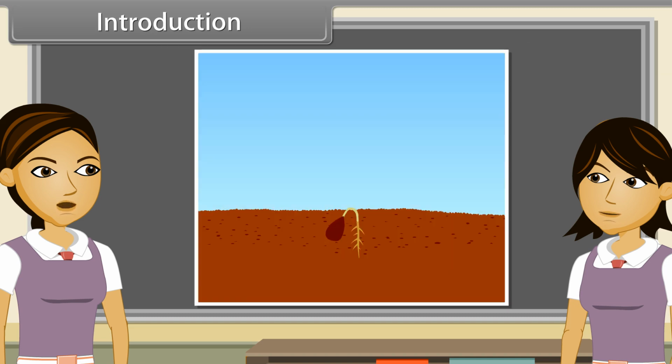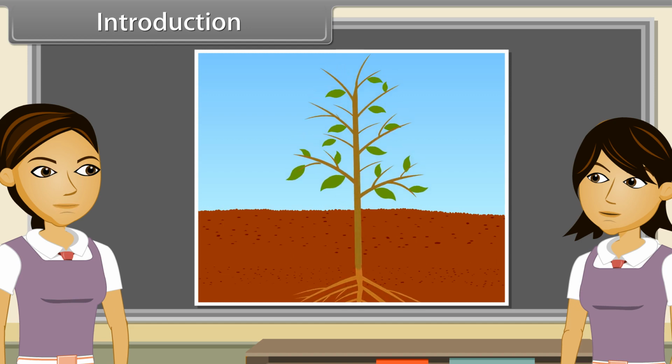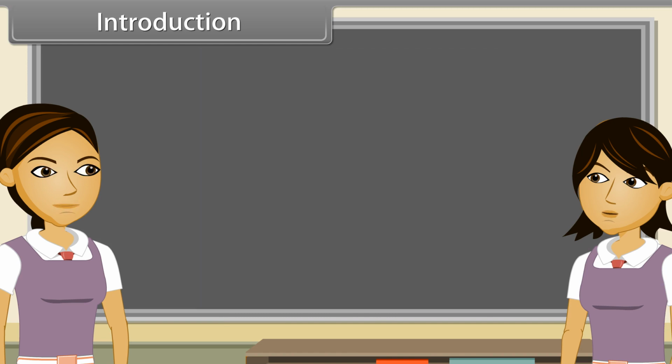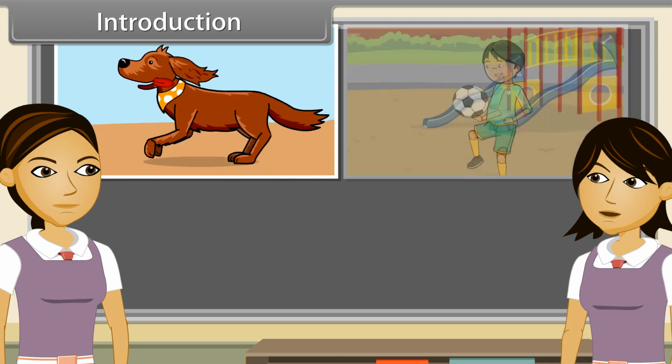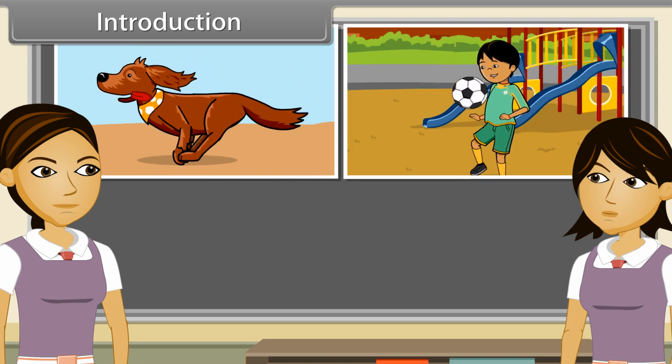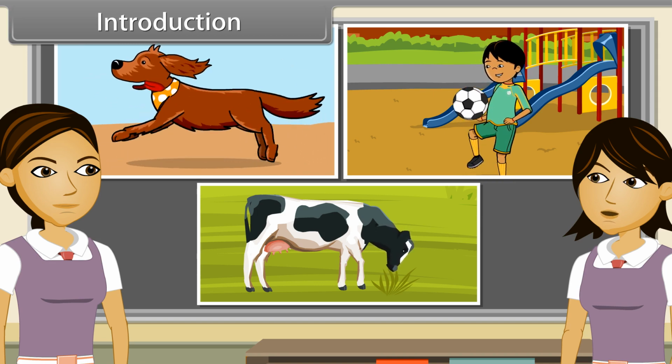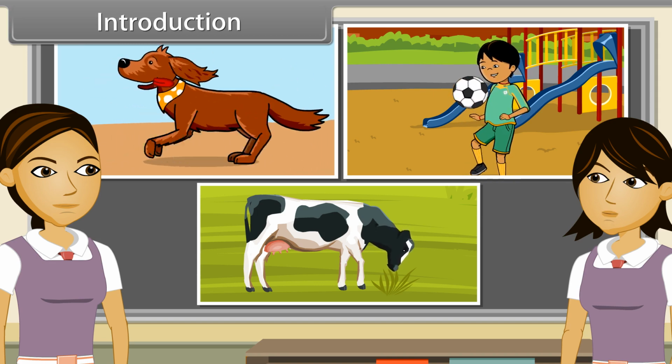This movement can be due to growth, as in plants, where a seed germinates and grows. This movement in plants is stopped after a particular time. On the other hand, in animals and some plants, these movements are not connected with growth. Some examples are the running of a dog, children playing football, and chewing cud of cows. These movements are not related to growth.